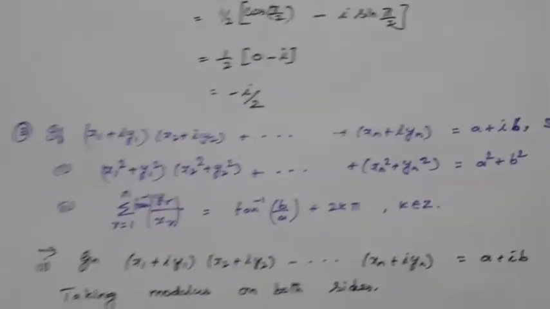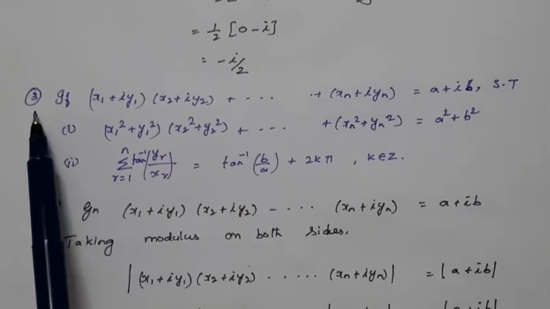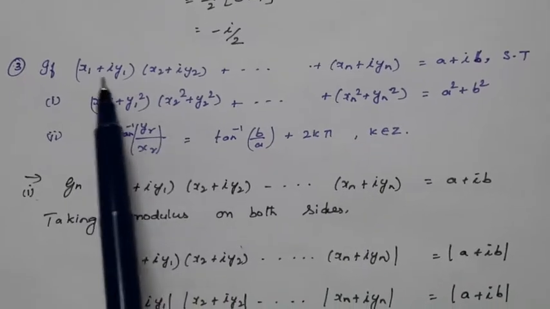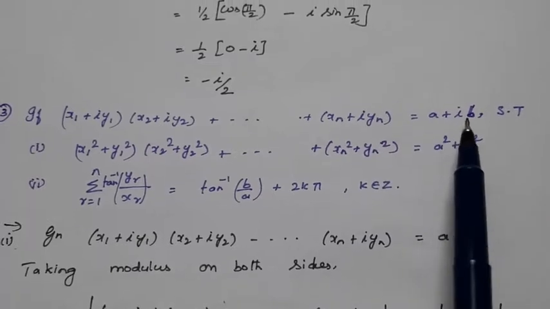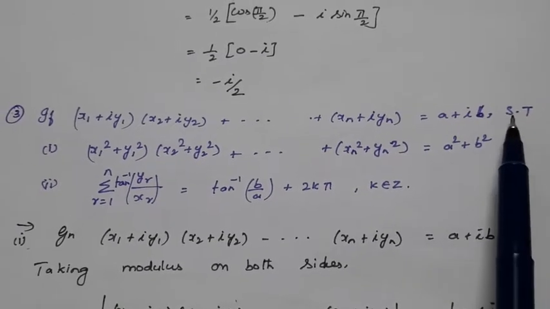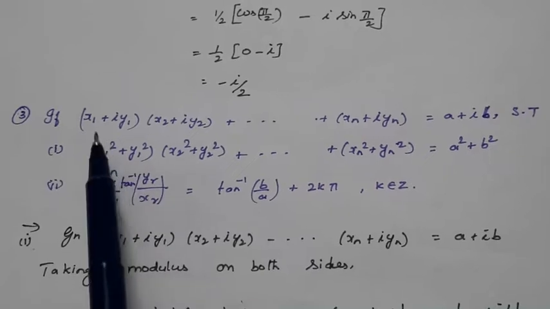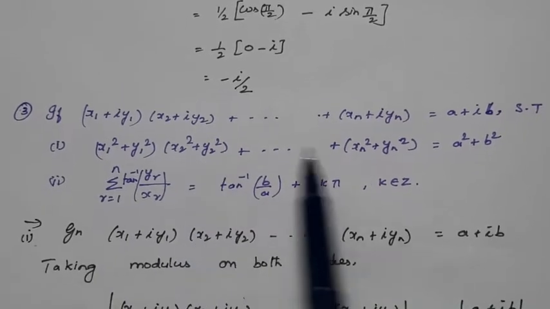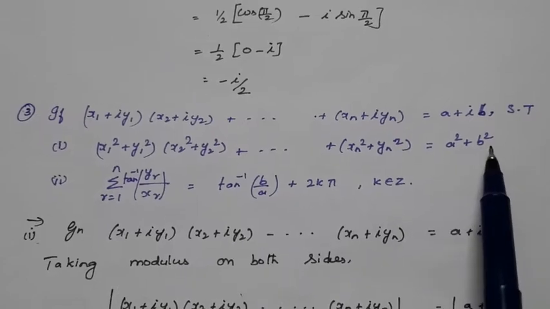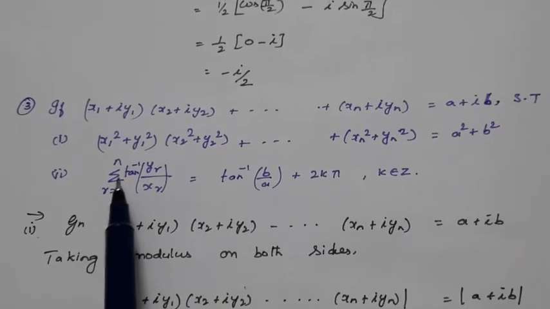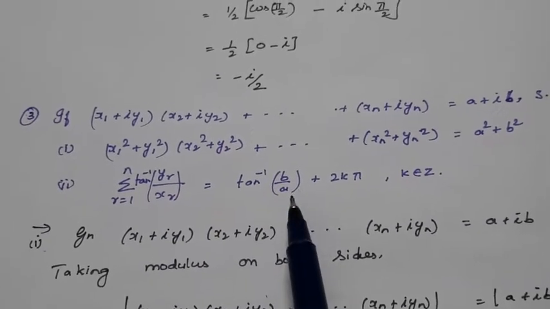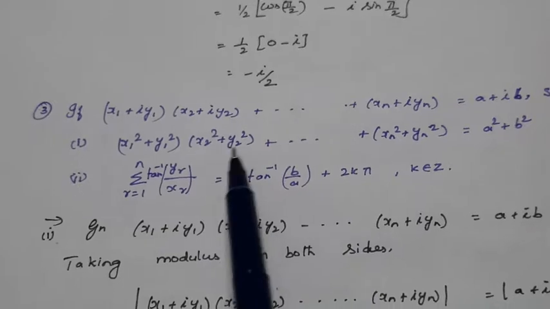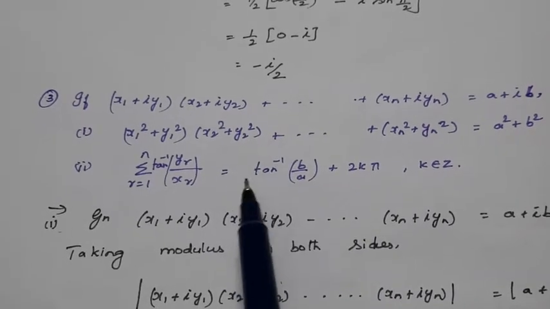Now, let us see the third problem. If the product of these complex numbers x1 plus iy1, x2 plus iy2, etc. to xn plus iyn is equal to another complex number a plus ib, then show that x1 square plus y1 square, into x2 square plus y2 square, etc. to xn square plus yn square is equal to a square plus b square. And in the second subdivision, sigma r takes the value 1 to n, tan inverse of yr divided by xr is equal to tan inverse of b by a plus 2k pi. So this seems to be some modulus and this seems to be argument.